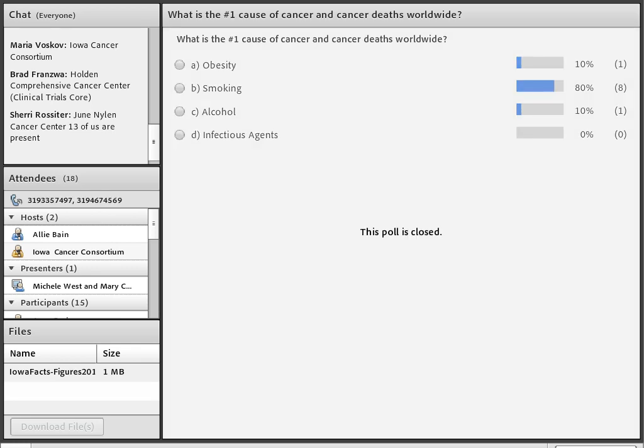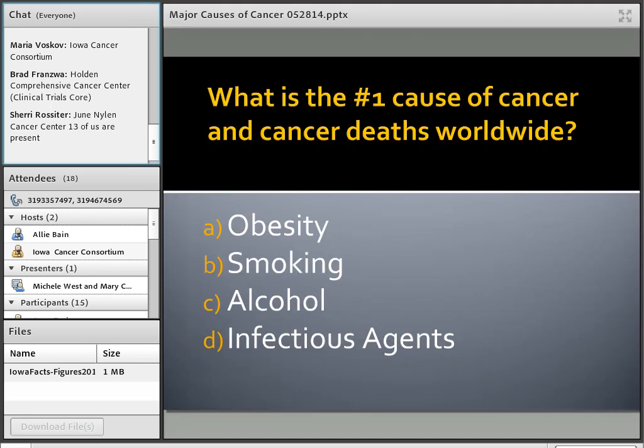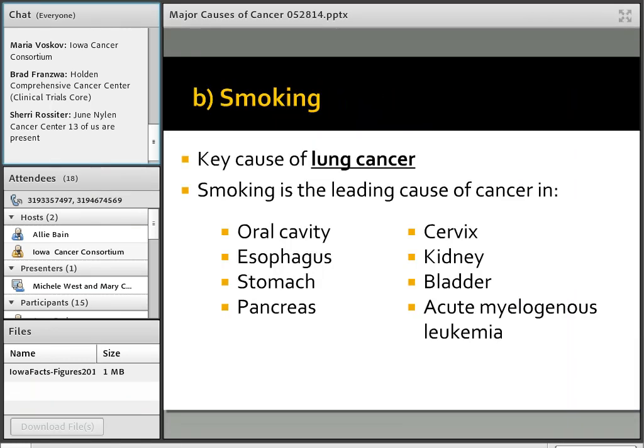All right. Okay. So it looks like most of the folks said obesity, or I mean smoking, I'm sorry. Smoking, right. So those of you who said smoking are correct. Smoking is the key cause of lung cancer, most of us know, and it's the leading cause of cancer in the oral cavity, esophagus, stomach, pancreas, cervix, kidney, bladder, and acute myelogenous leukemia.